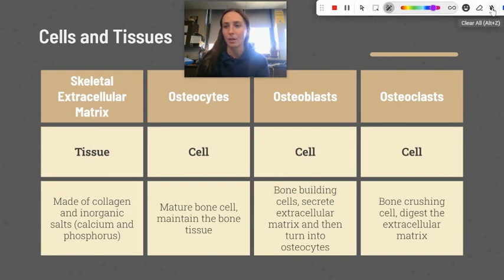And then finally, we're also going to look at a bone cell called osteoclasts. If we look at the clast part that starts with a C, I remember that this cell crushes bone. So it's digesting the extracellular matrix, and we're going to take a look at why it does that. But just for me, I think blasts build bone, clasts crush bone.